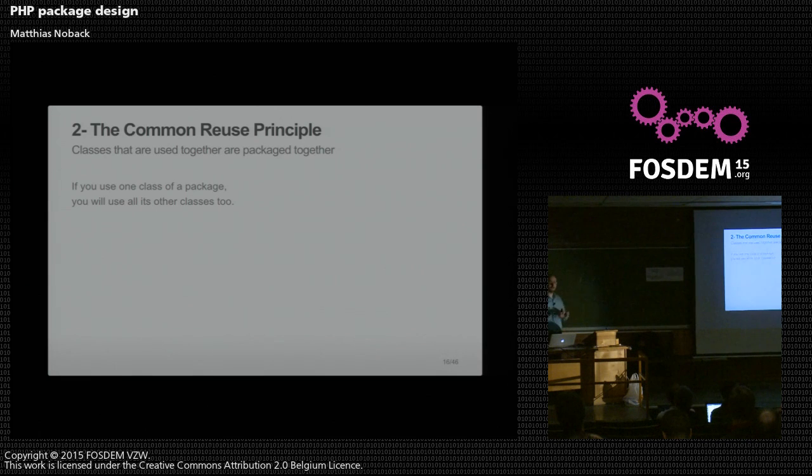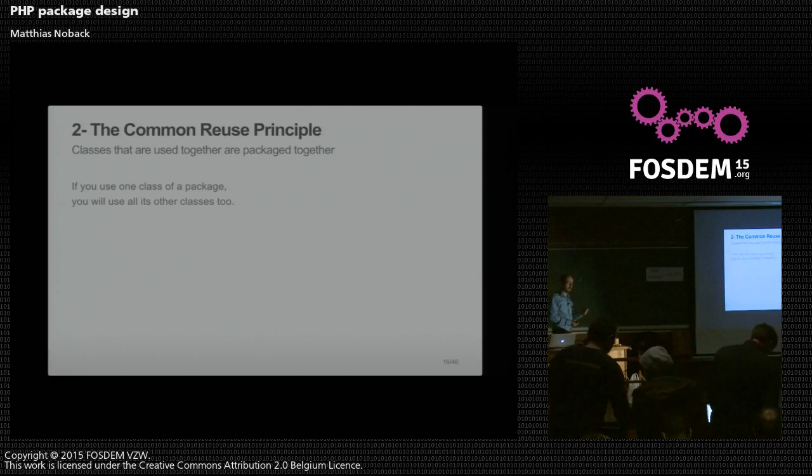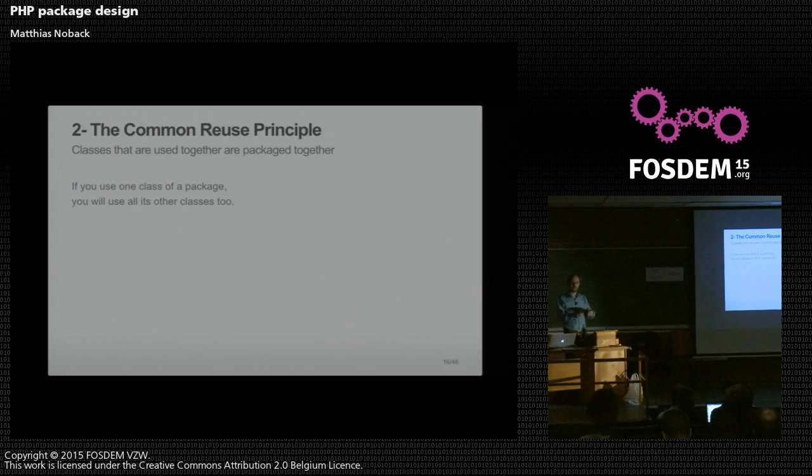But at the same time, if you take a package and you look at one class and you look at another one, and you don't use them together necessarily in your project, there's something wrong. So the idea here is that if you use one package in your project, you should be able to use every class of it, and you should also use every class of it. As soon as there are classes that make sense to be used separately from each other, then it may be time to split up the package. So this is meant to prevent you from putting everything that is reusable in one package.